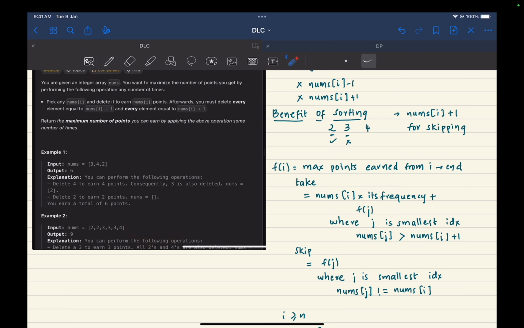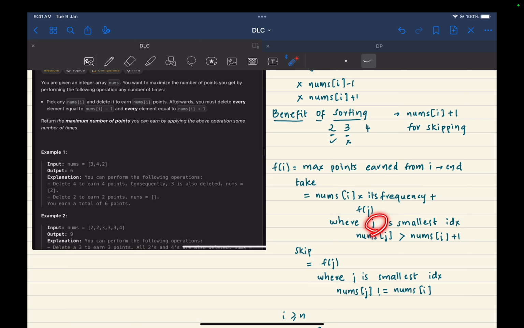So we have to find an index j which has to be the smallest and it has to be greater than nums[i] + 1, because if I take 3 I cannot take 4, so I have to find the smallest index such that the number which I get should be greater than 4. Let's say I have 3 4 5 6. If I delete 3, that means I can only take 5. That means I have to find the smallest index such that it is greater than 3 plus 1, basically not equal to. So that is what I am doing.